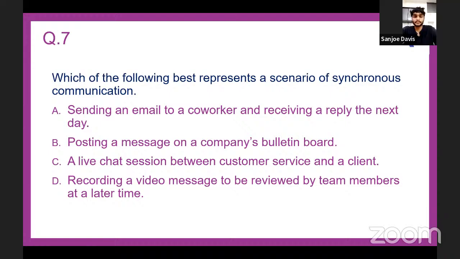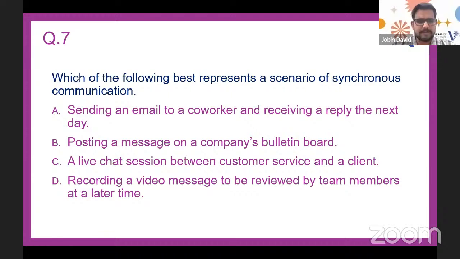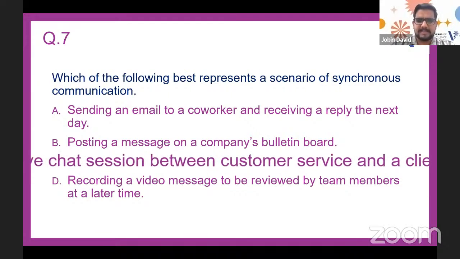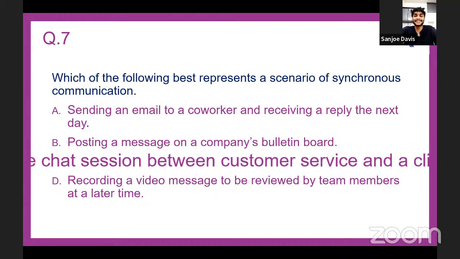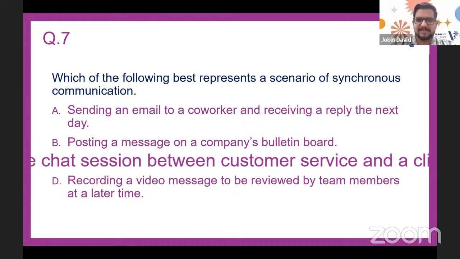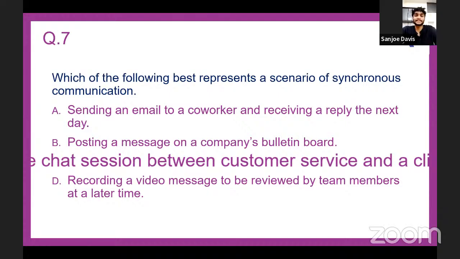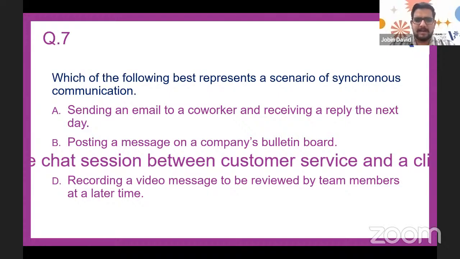Yes, sir. It's a live session between customer service and a client. It's synchronous. Okay, Sanjay, can I ask you one question? What is the communication between us right now? Is it synchronous or asynchronous? This is synchronous, sir. Obviously, it is synchronous because it is a live session. I'm asking questions and you are replying immediately. So we learned what synchronous and asynchronous mean, and we got examples also. So we'll go to the next question.